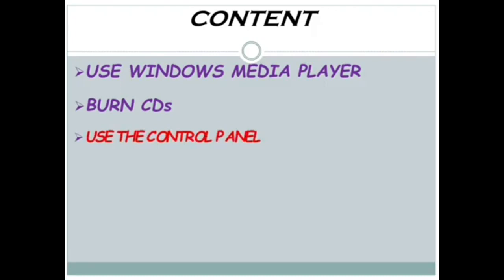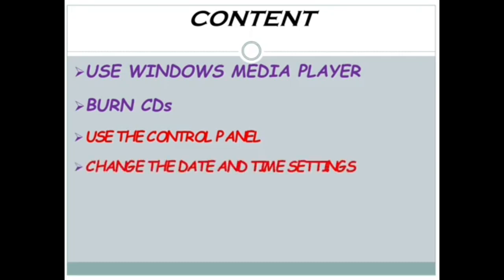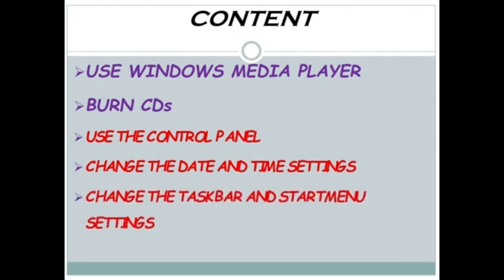The next one, use the control panel. How we have to use this control panel? The next one, change the date and time settings. How we have to change the date and time settings? The next one, change the taskbar and start menu settings. Here we see how to change the taskbar settings and start menu settings. The last one is change the mouse settings. We can change our mouse settings also. In this video we will see the first two topics alone, that is how to use Windows Media Player and how to burn CDs.